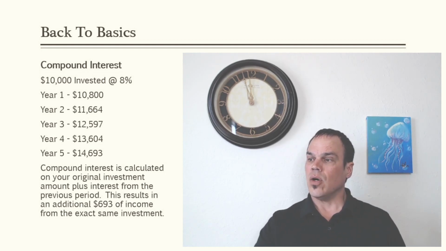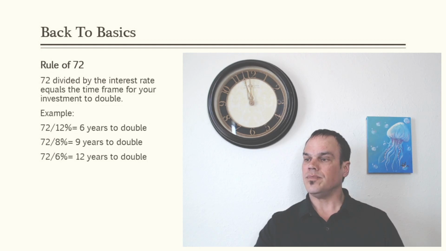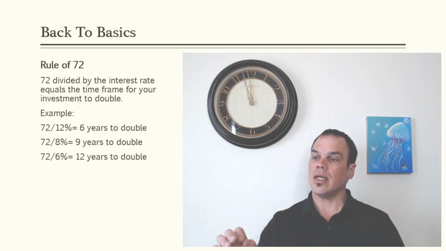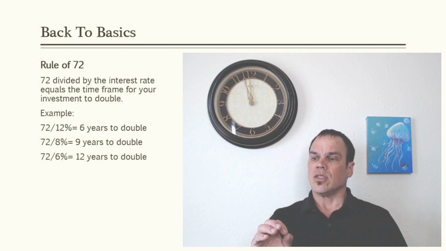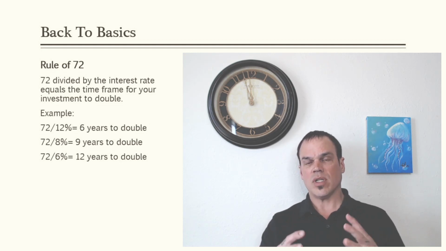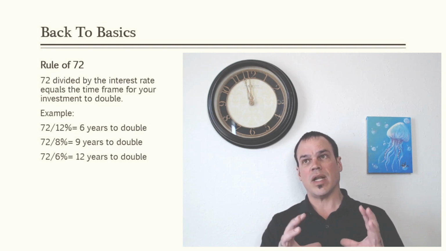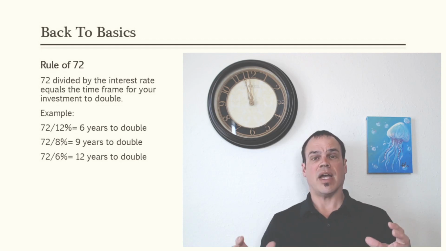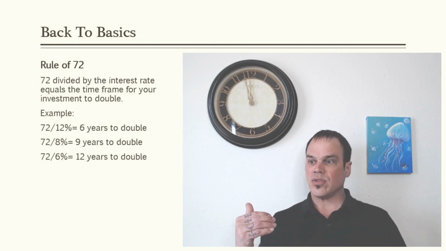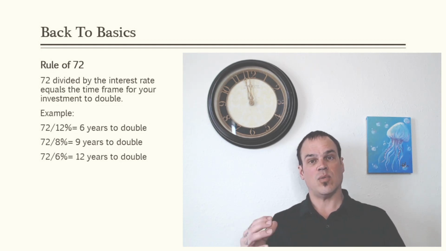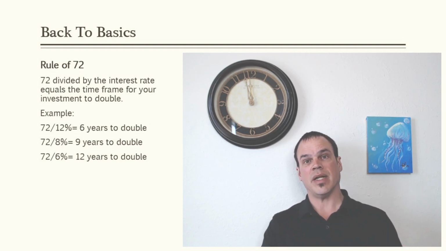So without getting too much into that, I'm just going to move right into the Rule of 72. The Rule of 72 is a pretty simple concept as well. Whatever your interest rate is, divided into 72 is going to tell you how long it's going to take for you to double your money. So if you have an interest rate of 12%, 12 into 72 equals 6. So that's how long it's going to take you to double your money. Same thing, you can use that with any number.